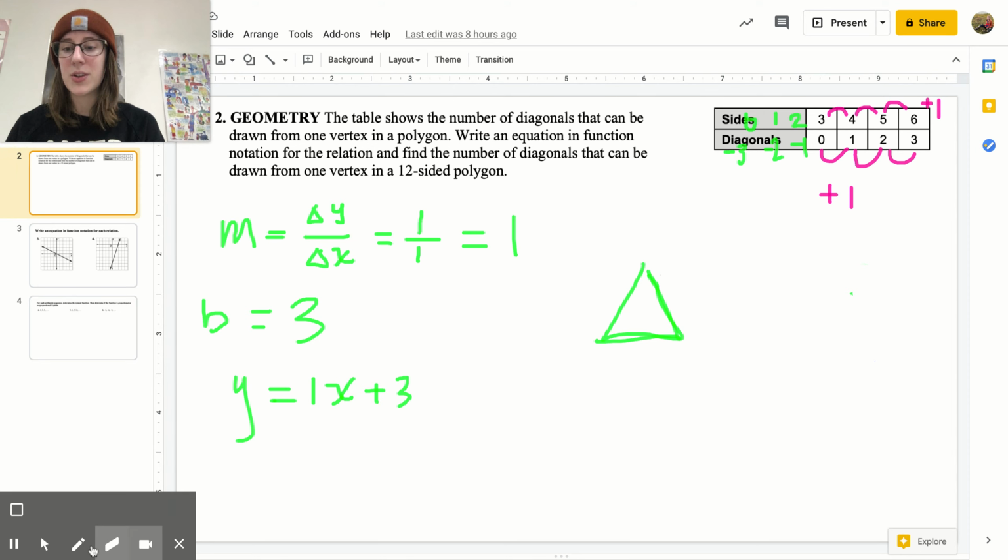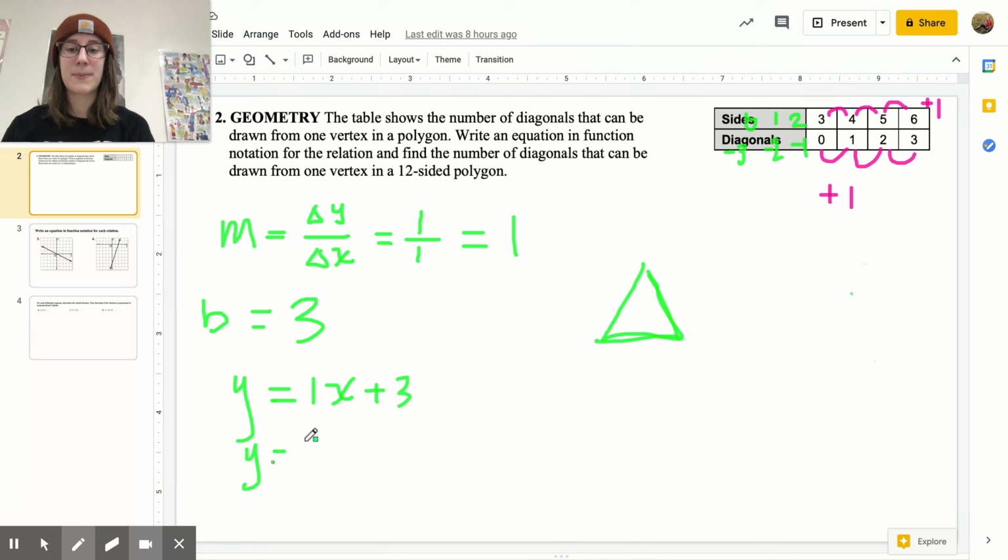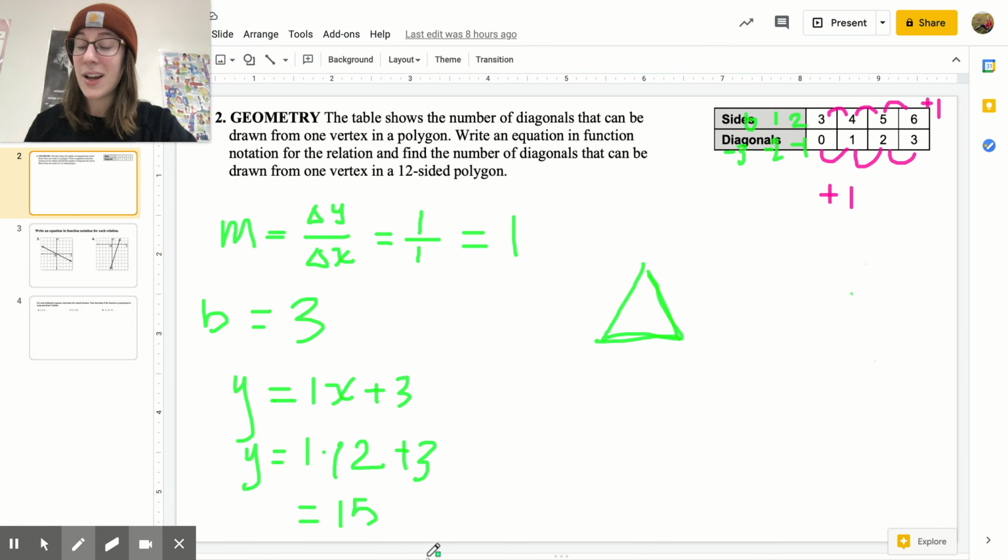So if I want a 12-sided polygon, if I have 12 sides, that's times 1, but then you have to add 3 to it. So 1 times 12 plus 3. 1 times 12 is 12. And 12 plus 3 is 15. So you would get 15 diagonals. And that's how you would answer this problem.